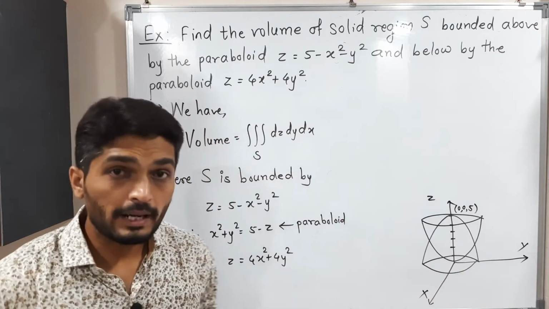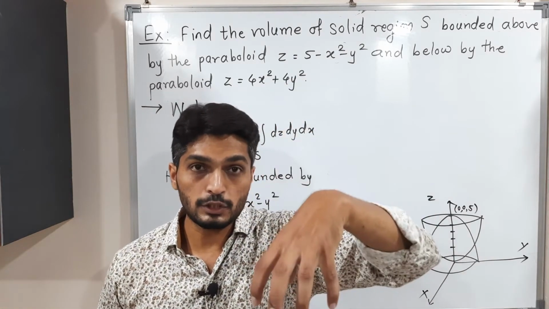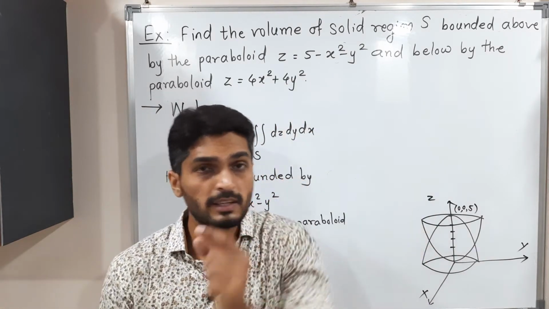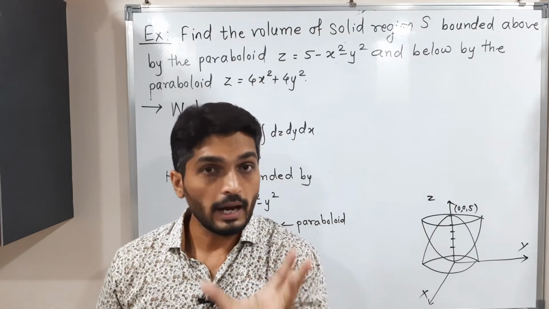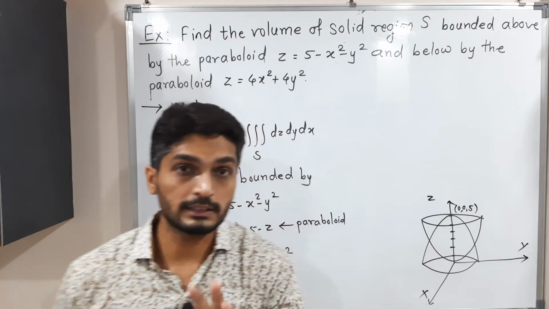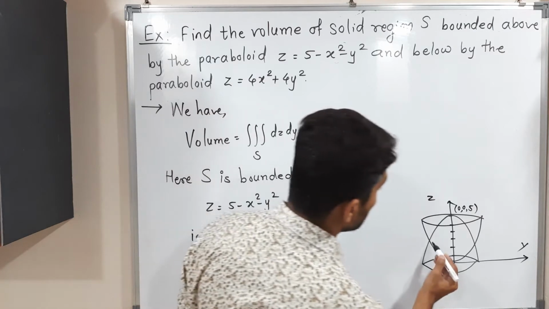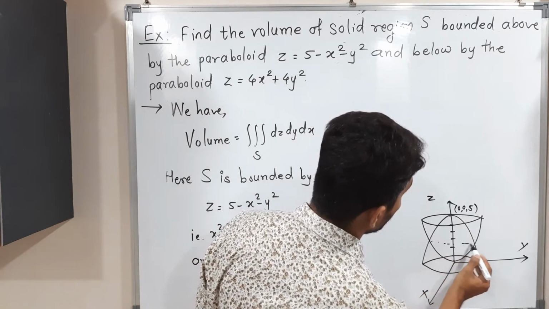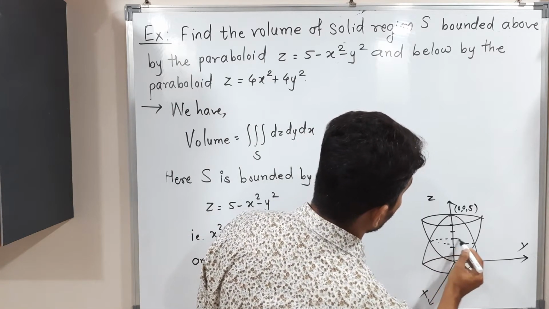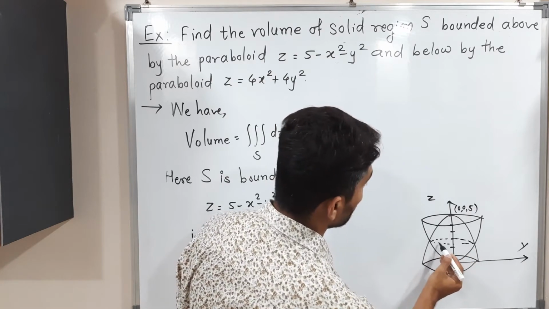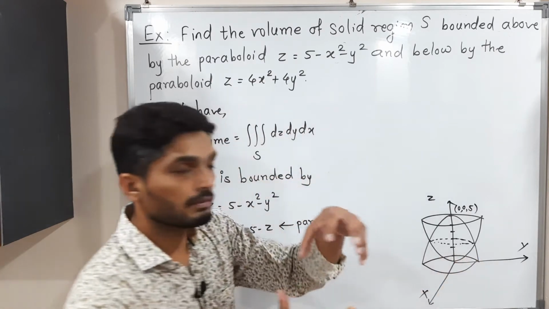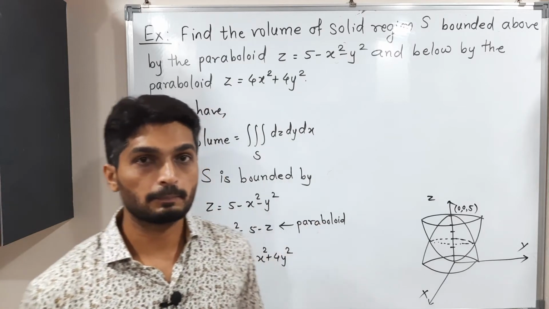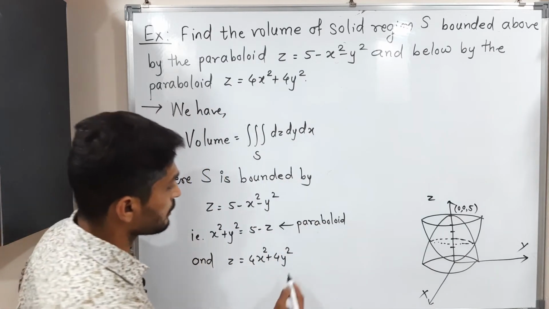These two paraboloids, the first in the downward direction and the second in the upward direction, will intersect and we will have a curve of intersection that will be a circle. You can easily guess, it will be a circle. So here they will intersect in a circle. We will have a circle where they intersect.